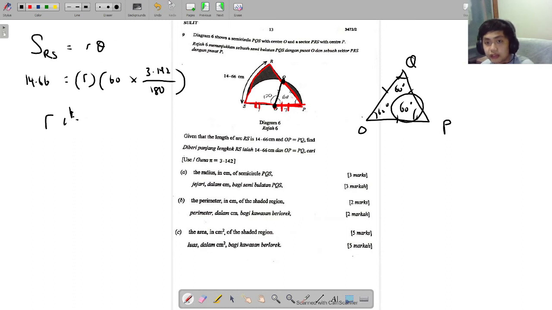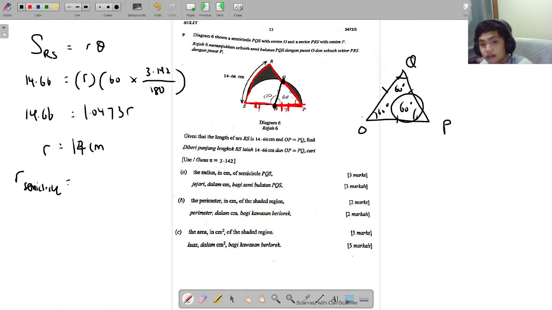So 14.66 here, and we can make r the subject. So before that, let's just count. It's 14.66 equals 60 times 3.142 divided by 180, which is 1.0473 r. So r is equal to 14.66 divided by 1.0473. So that is 13.997, basically 14 cm, right? So this is the r for the bigger one. Therefore, the r for the semicircle is 14 over 2, which is actually 7 cm, right?